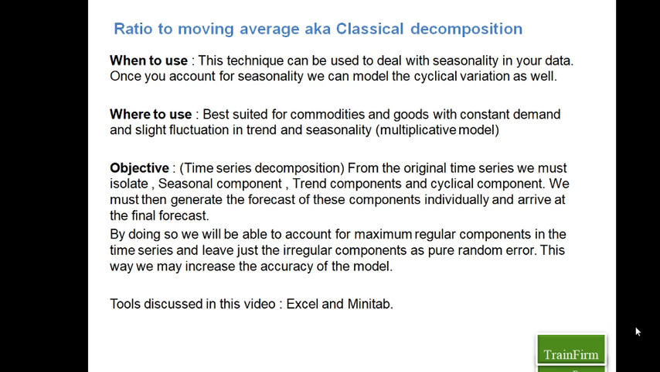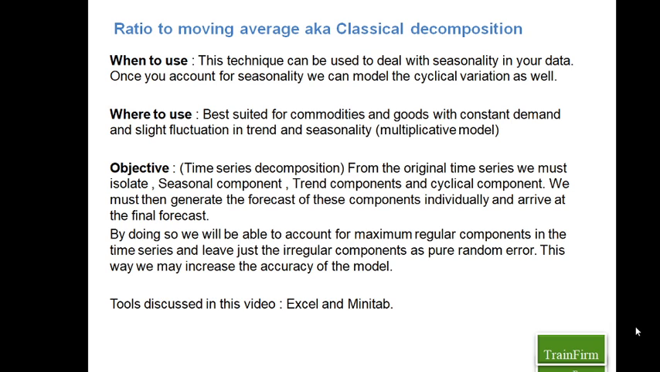Where to use it? What type of data should be there for us to use the ratio to moving average? If your time series data is all about something which has a constant demand, a commodity or a good or a service, with slight fluctuation in seasonal patterns and trend patterns, right? The seasonal patterns may not be always constant. It could be having slight fluctuation, and that is where I would recommend using a ratio to moving average method.